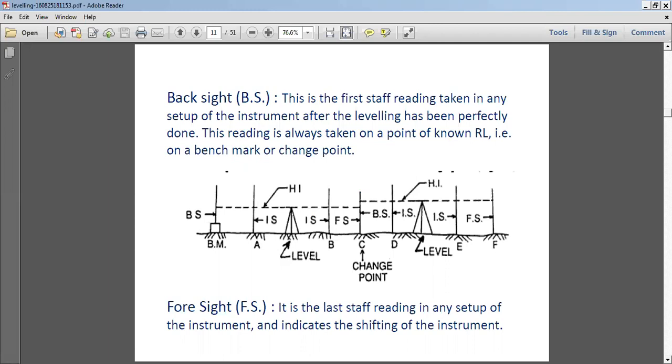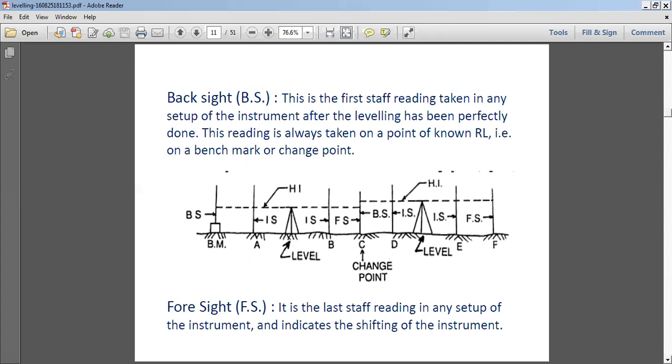Backsight means the backward direction, foresight means the forward direction. We always take the first reading on the backsight, as you see in this diagram. This is known as a backsight reading. You can see that in the backsight reading the staff is placed on a benchmark. The rectangular block here is the benchmark, whose level is already known. So we take the first reading on a benchmark, in a backsight.